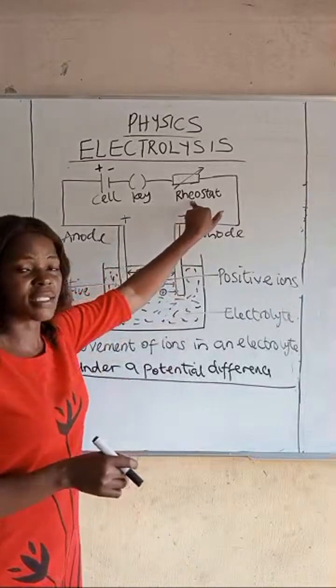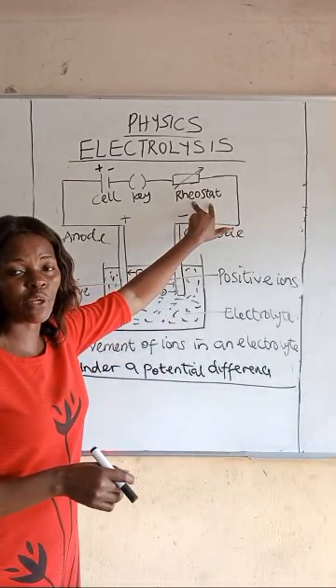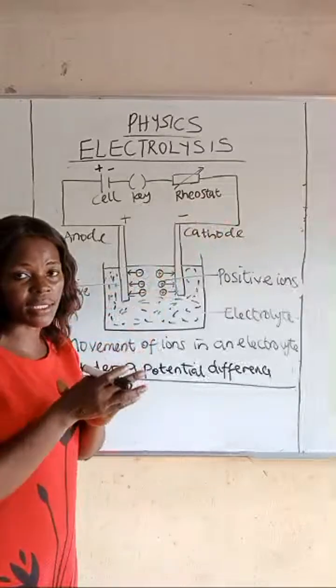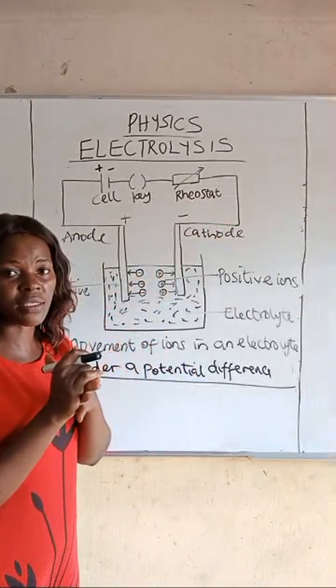The rheostat is used to vary the resistance flowing in the circuit. Rheostat, okay, is used to vary the amount of resistance in the circuit.